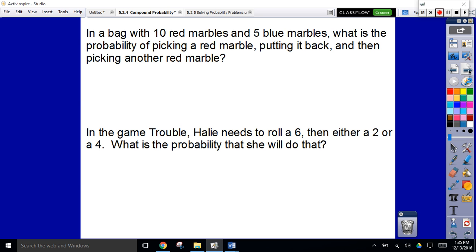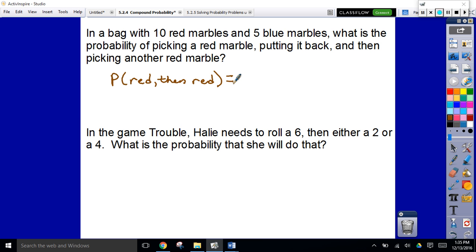Now, this one talks about a bag with marbles. In a bag with 10 red marbles and 5 blue marbles, what is the probability of picking a red marble, putting it back, and then picking another red marble? Now, we are putting it back, so this is still independent because since it's back in the bag, we still have the same number, so we don't have to worry about there being 1 less red marble. Okay, so let's say probability of red, then red again.